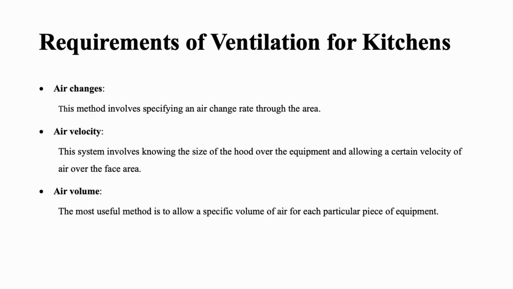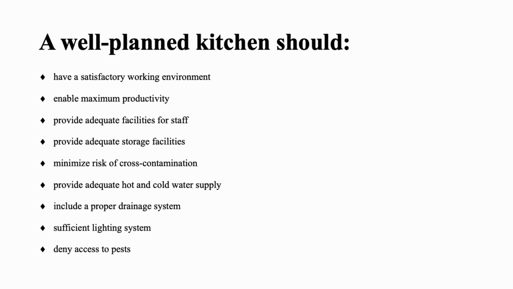Requirement of ventilation for the kitchen. The requirement is specially for air changes, air velocity, and air volume. A well-planned kitchen must have a satisfactory working environment, enable maximum productivity, provide adequate facilities for staff, provide adequate storage facilities, minimize risk of cross-contamination, provide adequate hot and cold water supply, include a proper drainage system, supply sufficient lighting, and deny access to pests.